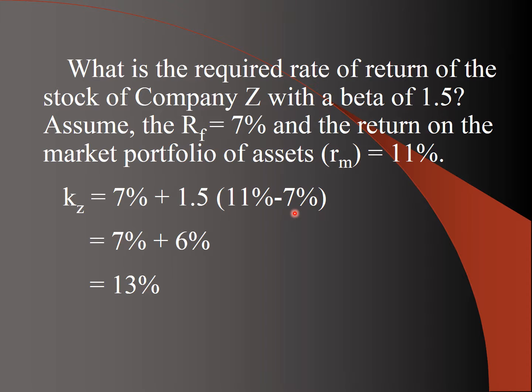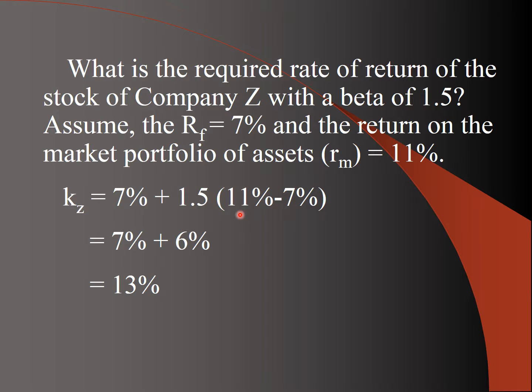Okay? And I mention this because sometimes in a problem, rather than giving you the market portfolio return of 11%, instead I could have said, and the market risk premium is 4%. So if it were stated that way, this subtraction has already been done for you, and you would have plugged in 7% plus 1.5 times 4% and then gotten the same answer. Okay?